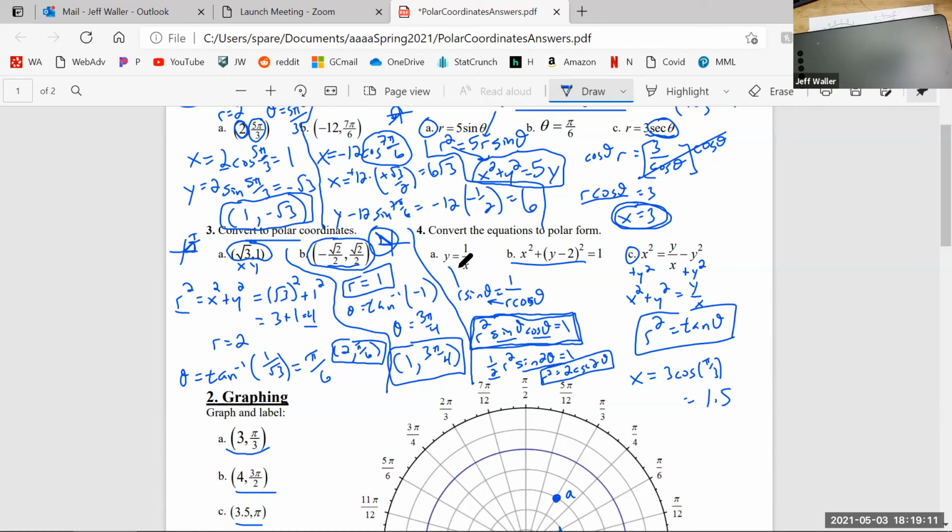So that's what I mean. There wasn't really anything to do here, so I didn't just start throwing in r sine theta, r cosine theta. Here, if I add that over, that's r squared. Bam. Nice.